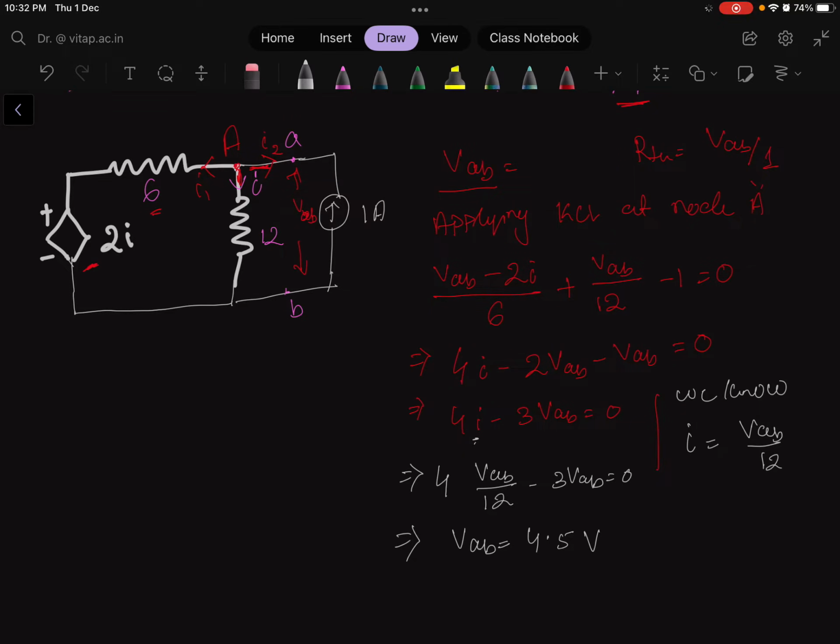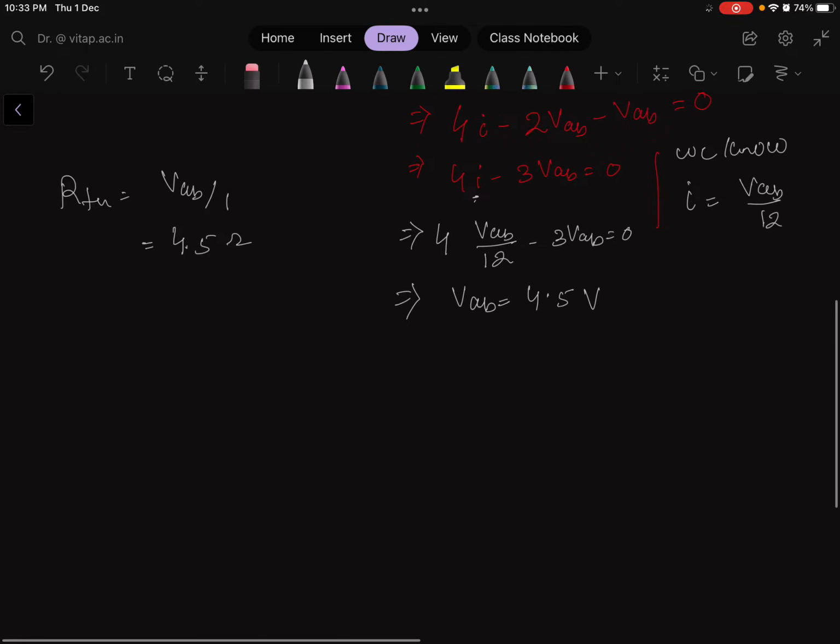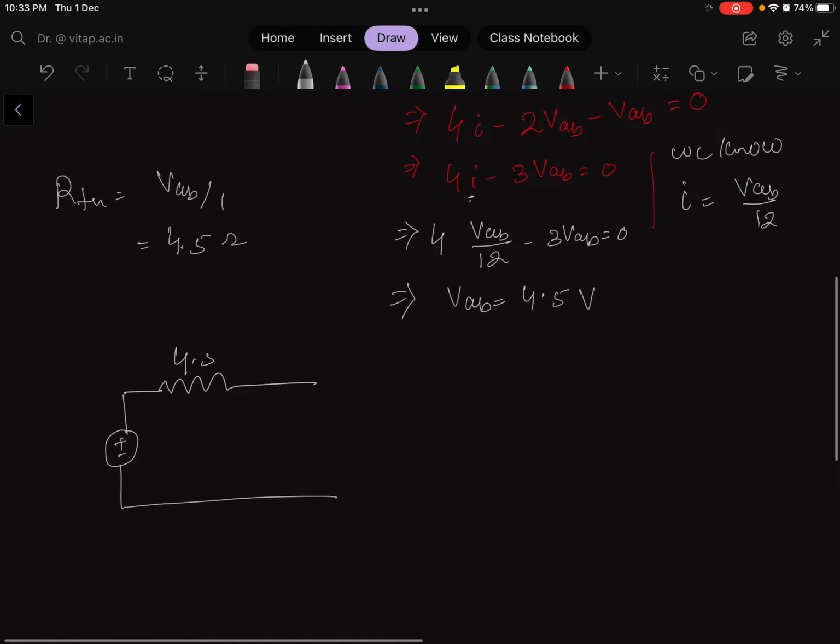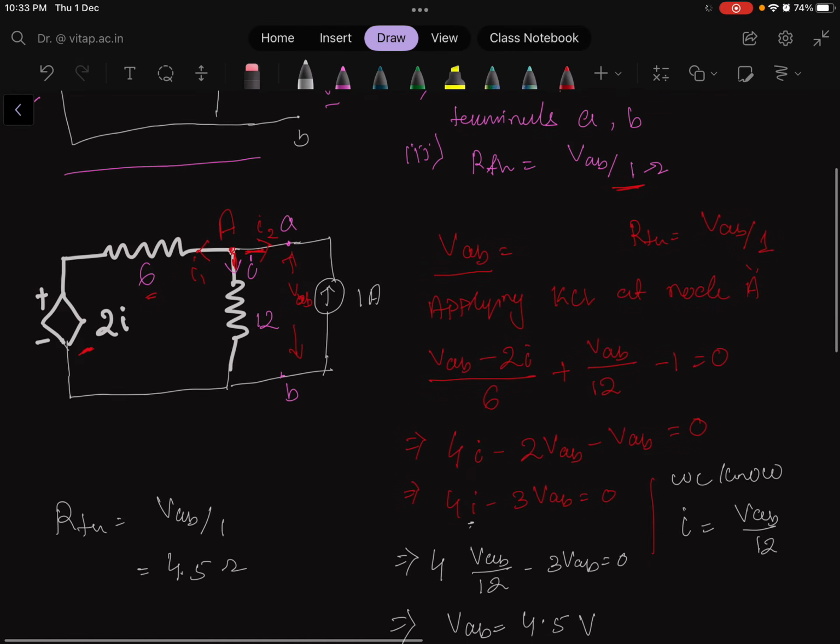Now, what will be the value of RTH? RTH is VAB divided by 1, so that is equal to 4.5 ohms. Now I can represent this circuit as a Thevenin equivalent circuit. How will I represent it? There will be one resistance value and one voltage value. This resistance value is 4.5 ohm and this voltage value is 12 volt, and here the terminals A and B are there.